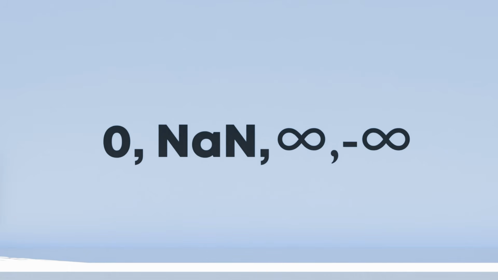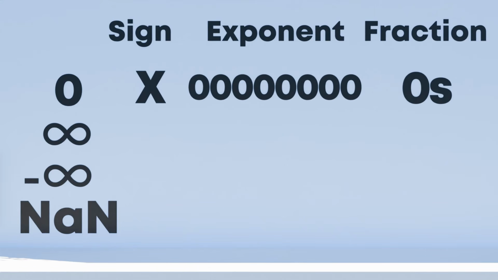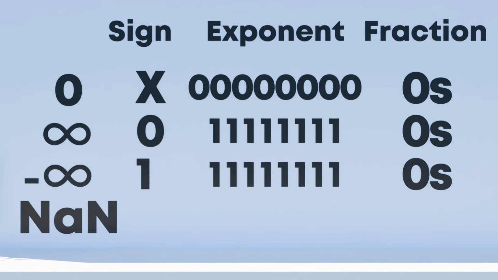You might have noticed that there's actually no way to represent 0 in the system. So the IEEE has created a special format representing 0, as well as 3 other special values. The number 0 can either have a negative sign or a positive sign, but both the exponent and the fractional part are all zeros. Infinity and minus infinity are represented using an exponent of all ones and a fractional part of all zeros. The sign bit indicates the sign of the infinity.